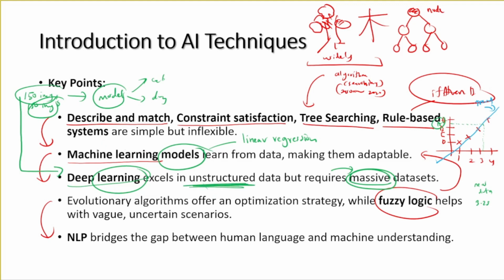Okay, evolutionary algorithm offers an optimization strategy, and fuzzy logic helps with vague and uncertain scenarios. The fuzzy idea came along the way of machine learning, we can say. So what is vague over here? I think I did discuss it last Thursday. For example, tall and short. We have very tall, quite tall, tall, short, too short, kind of.